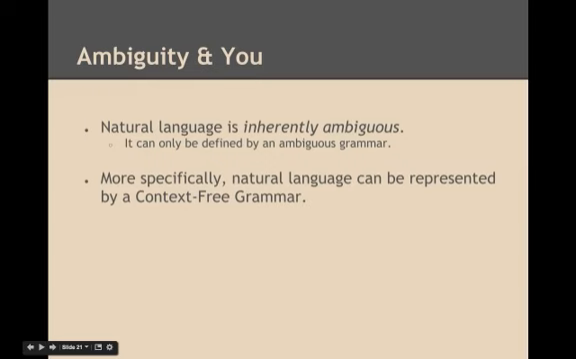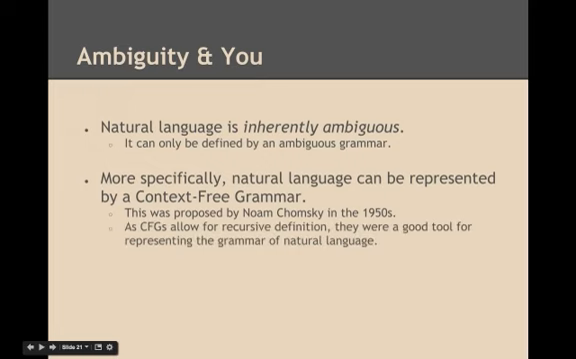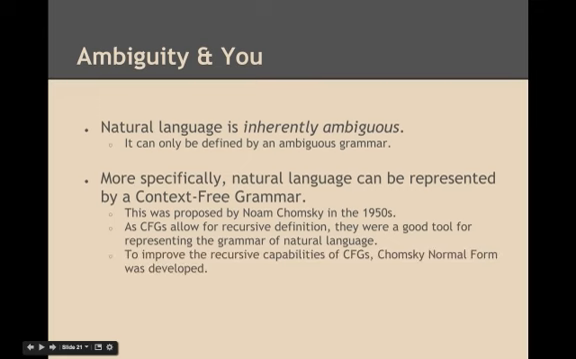More specifically, natural language can be represented by a context-free grammar. This was proposed by Noam Chomsky in the 1950s. He chose context-free grammars to represent natural language because CFGs, or context-free grammars, allow for recursive definition, and as such they were a good tool for representing the grammar of natural language. To further improve the recursive capabilities of CFGs, Chomsky normal form was developed.